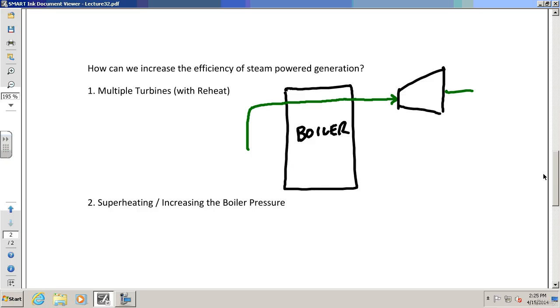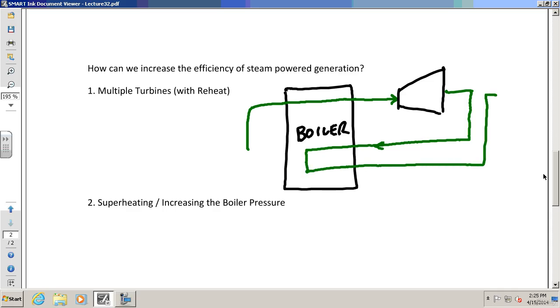But what if you did this? What if you said, you know what, what if I took it off this turbine, brought it back into the boiler, heated it up some more, brought it back out, and then brought it into another turbine? Could I do that? Yes. I can do this. And then instead of having one turbine, I have two turbines. We typically call the first turbine the high pressure turbine. Let's call it high P. And then the second turbine, we'll call it the low pressure turbine.